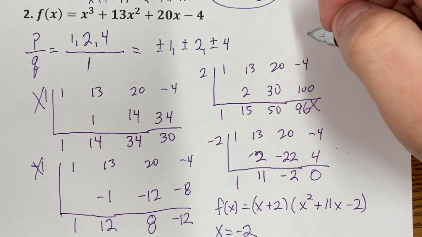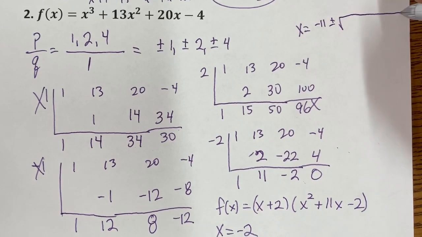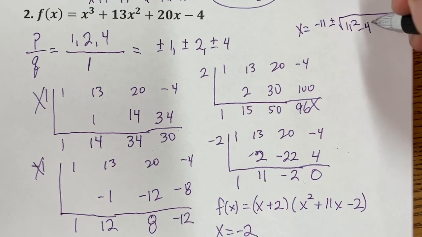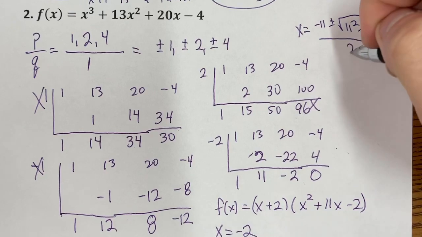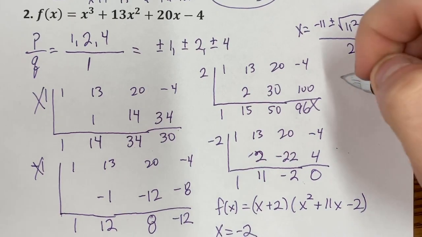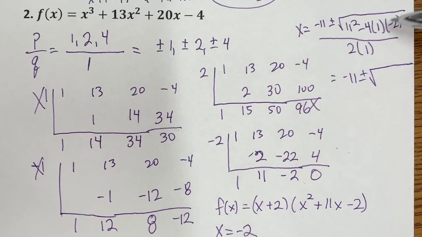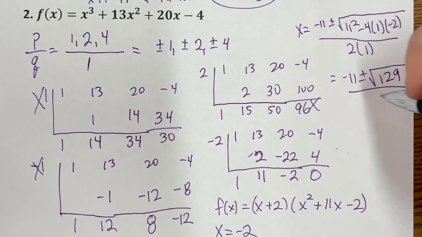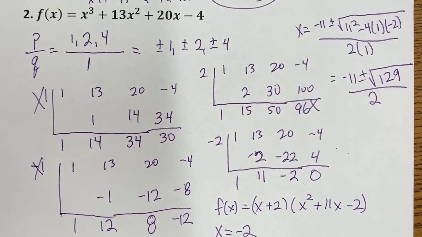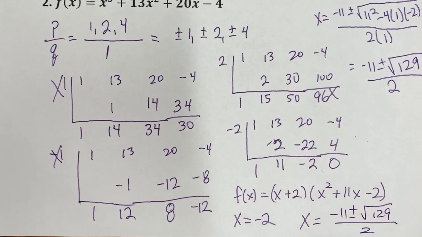So x equals negative 11 plus or minus the square root of 11 squared minus 4 times a, which is 1, times c, which is negative 2, all over 2 times a, which is 1. So we get negative 11 plus or minus the square root of 121 plus 8, which is 129, all over 2. I'm pretty sure that can't be simplified. So our other two roots are negative 11 plus or minus the square root of 129 all over 2.